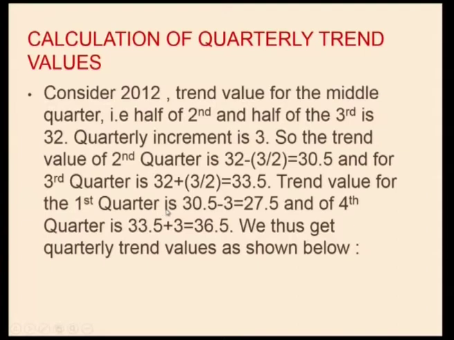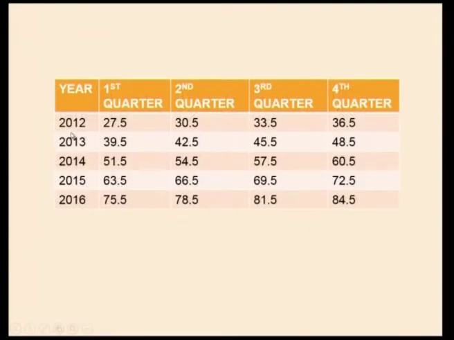The trend value for the first quarter is 30.5 minus 3, which is 27.5, and for the fourth quarter you add this 3 to 33.5. So we get 36.5. We thus get the quarterly trend values as shown below. So we calculated for 2012: first quarter 27.5, second 30.5, etc., fourth 36.5.